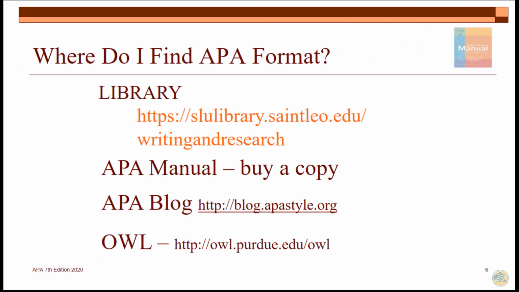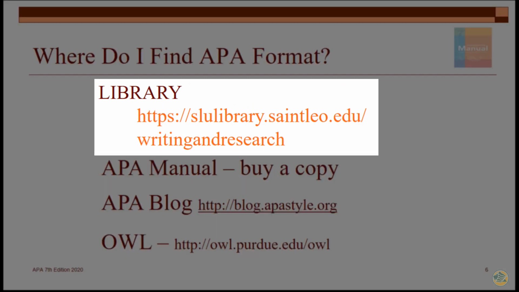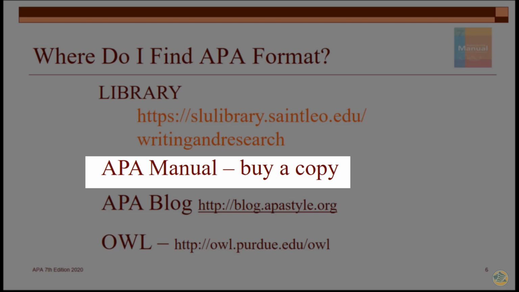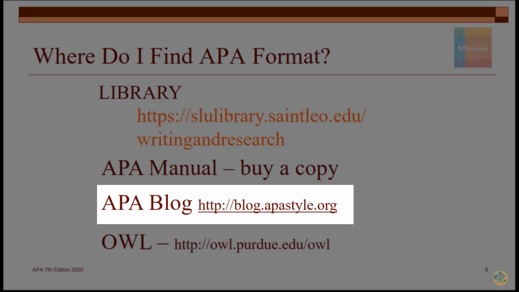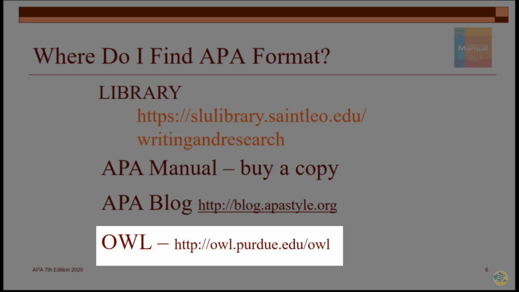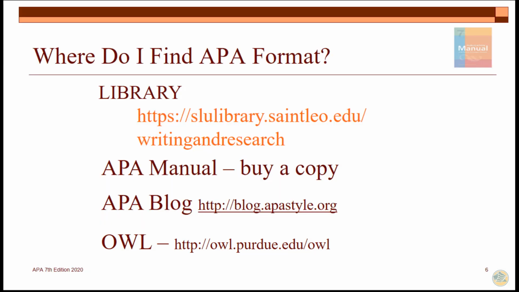So where do you find more information about APA format? The library has a great website link. The URL is here. Please buy the APA manual. It will save you so much stress and energy. There is the APA blog, which is created by the American Psychological Association, and it's very helpful for the 7th edition. And the online writing lab at Purdue has also created materials for the 7th edition of APA.